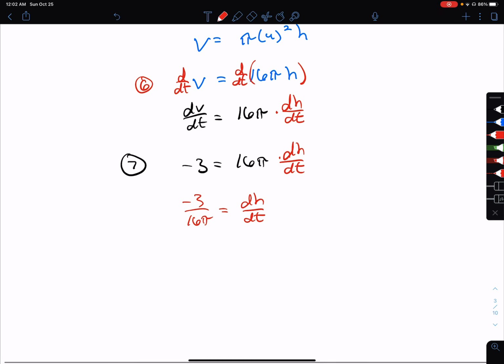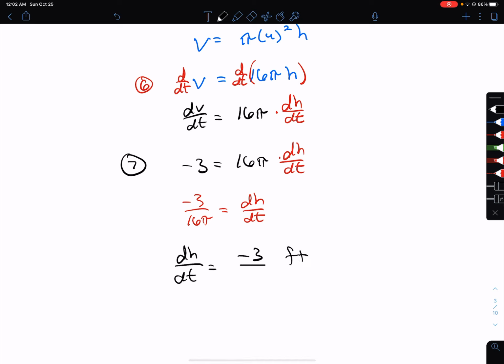And we have to include our units in this. So the change in height with respect to time is -3 feet per 16 pi seconds. If you wanted to convert that to a decimal, so that would give you a better idea of what that means numerically, go for it. The AP Calculus test does not require us to do that.